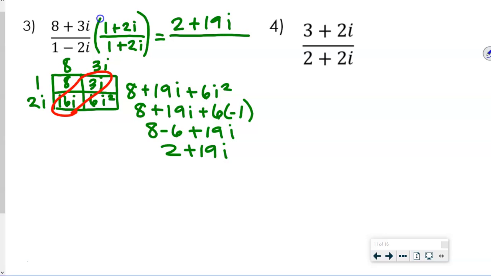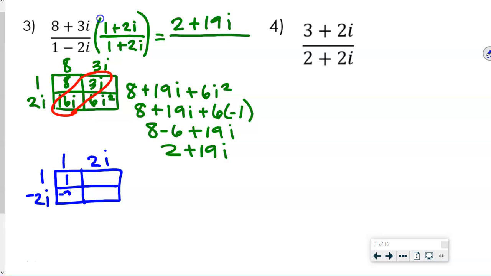Now we got to find our denominator. So I'm going to use, again, these two terms, 1 plus 2I and 1 minus 2I. Okay, so that's what we're going to do down here. I'm going to use the box method again. 1 plus 2I, 1 minus 2I. 1 times 1 is 1. 1 times -2I is -2I. 1 times 2I is 2I. Down here we got -4I squared.